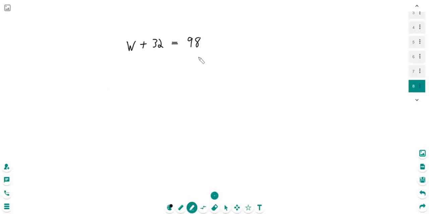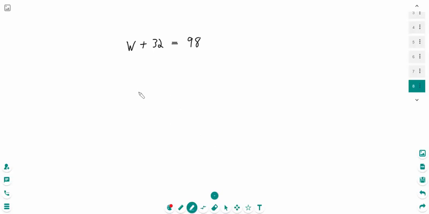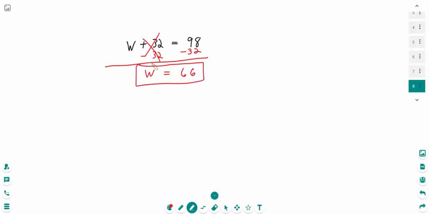So once again, what are we going to do? Well, remembering that golden rule, whatever we do to one side, we do to the other, and it's not going to change the solution. We're trying to get w by itself, so the obvious thing would be to subtract a 32 from both sides. All right, and if we do that, these will cross out. We get w equals, we can subtract these, and we get a positive 66. That is our solution. We're done. It's as simple as that.